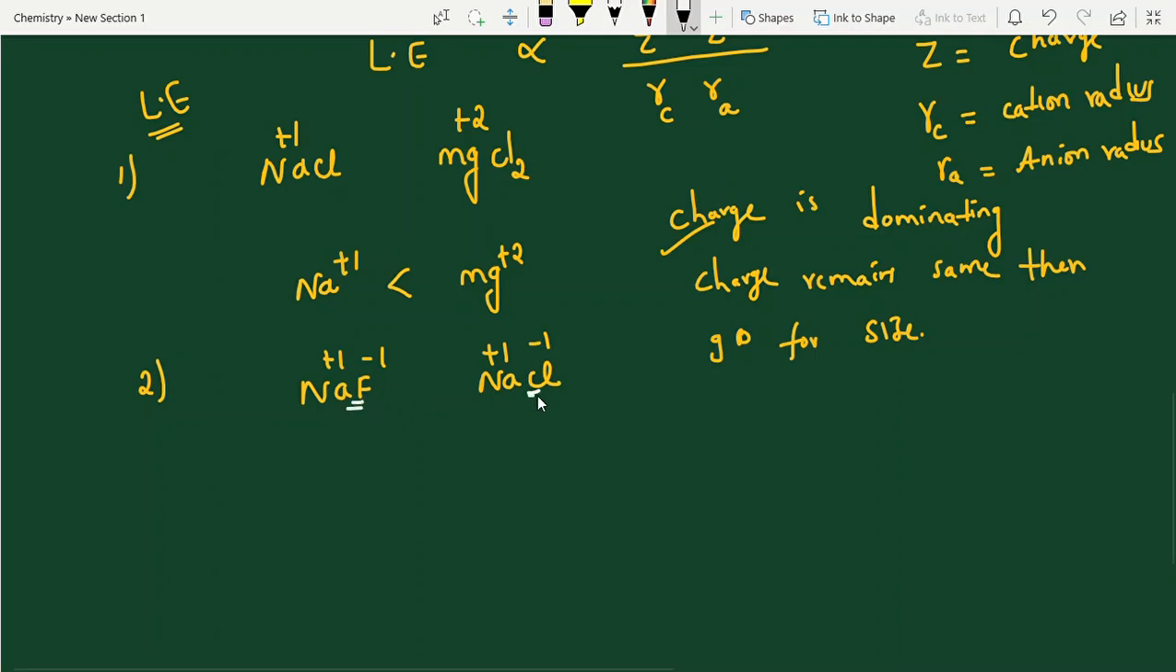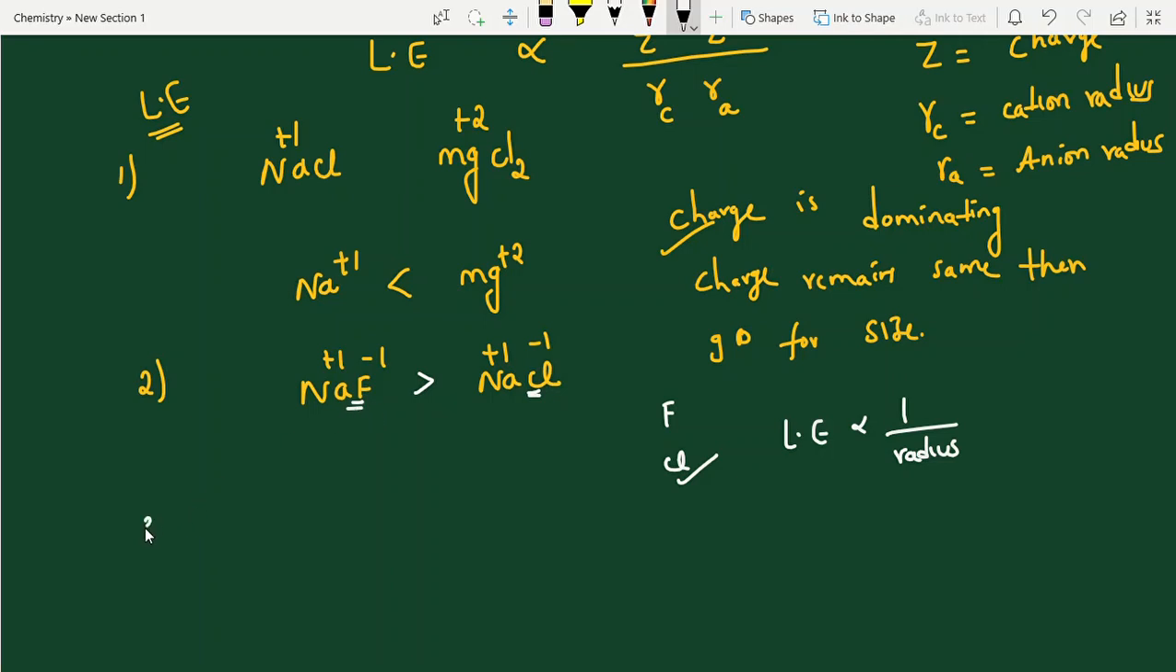So now fluorine, chlorine. Which is larger in size? Fluorine, chlorine, he is the larger in size. Larger size. Now tell me what is the answer? Sodium fluoride, sodium chloride. Lattice energy is inversely proportional to radius. Higher the size, least lattice energy. Right? So then which has more lattice energy? This one. Clear, students? That's it.